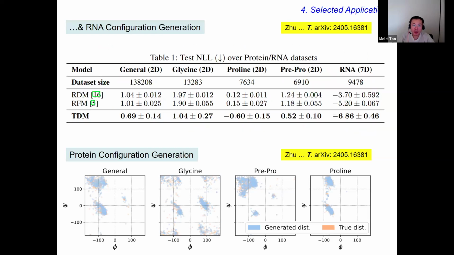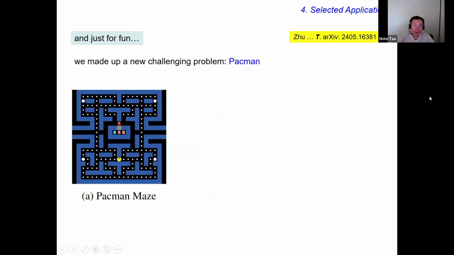We can also look at metrics. Our approach is called the trivialized diffusion model. A smaller number means a better result. This is in comparison with a very strong method like Riemannian flow matching. So we actually improved the performance quite significantly for the task of generating protein or RNA.